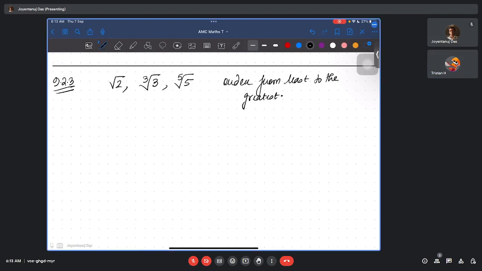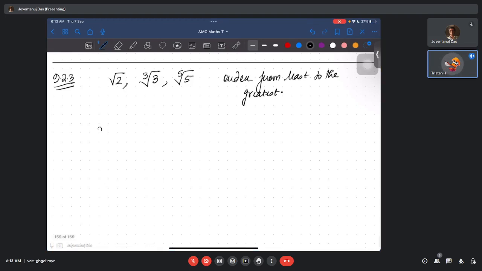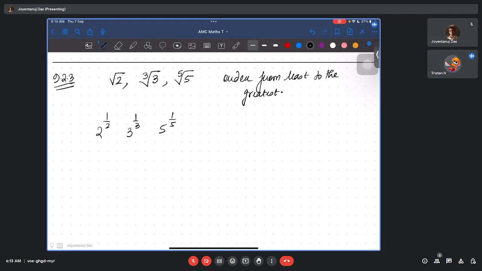Okay, tell me, how are you doing? So I converted them into their exponent form, so 2 to the power of 1/2, 3 to the power of 1/3, and then 5 to the power of 1/5. Then, oh wait, never mind, that method doesn't prove it.